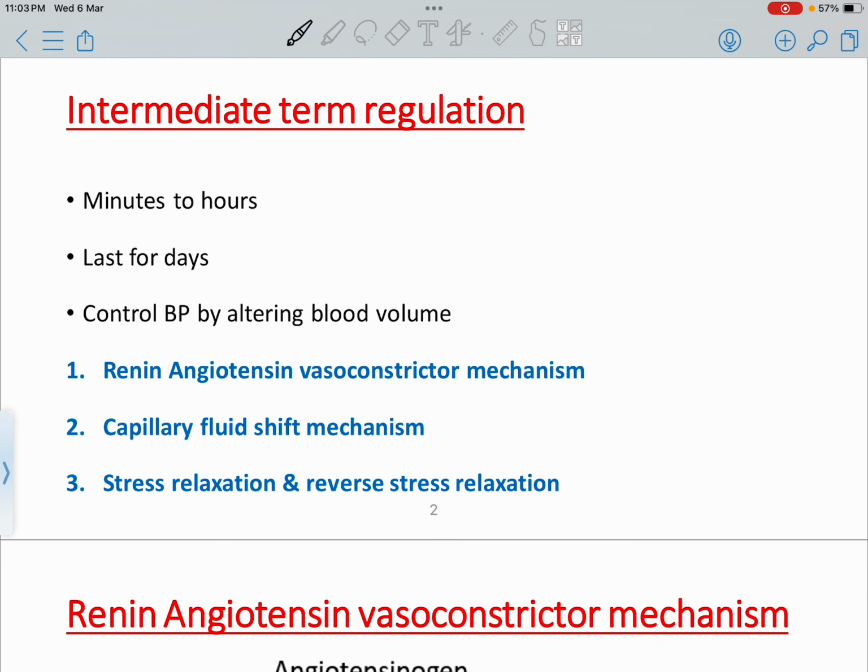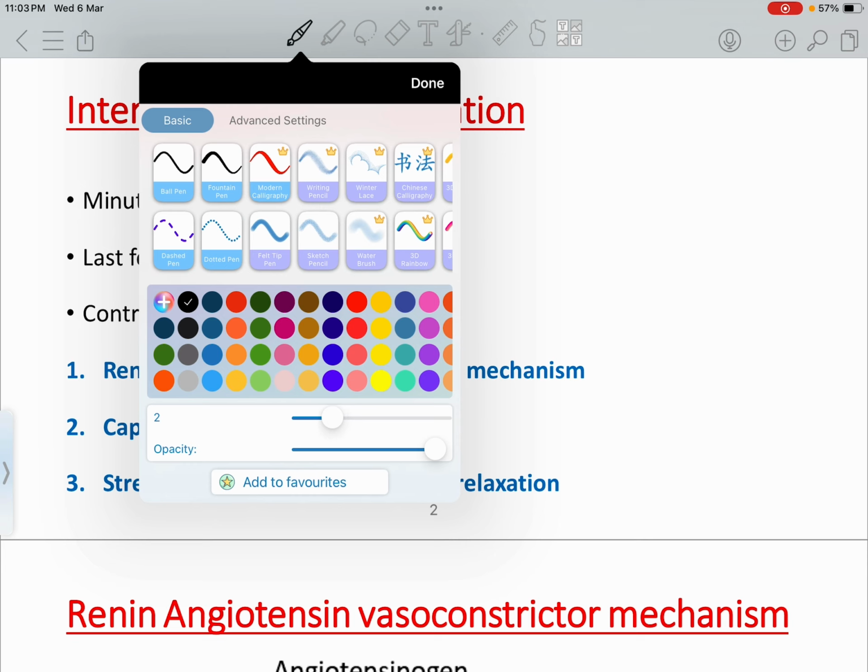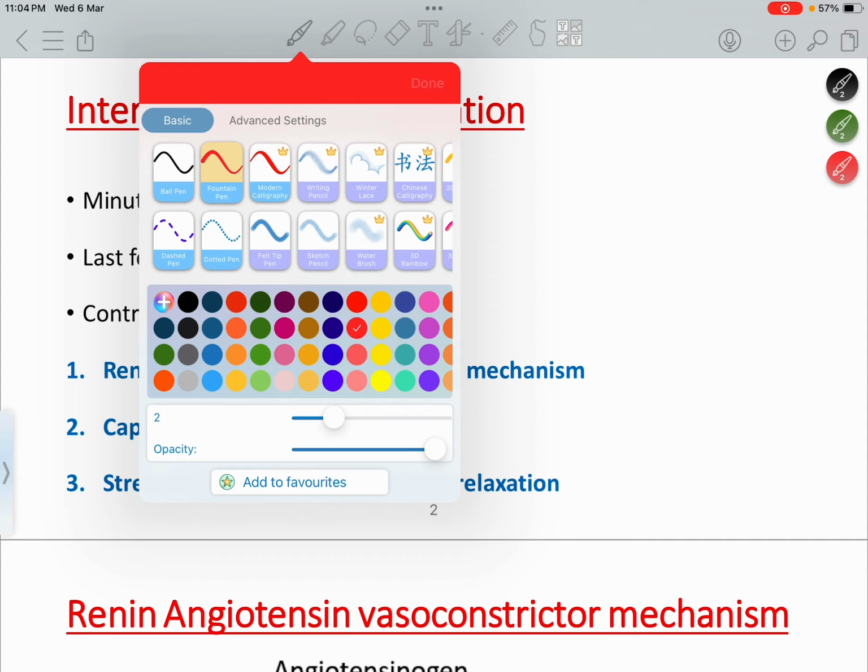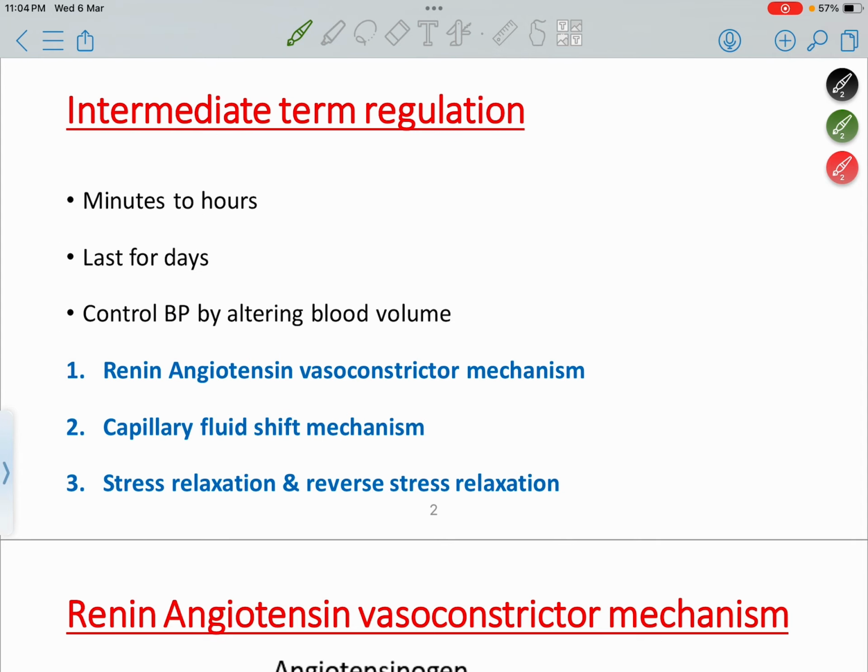Hello guys. In this video, we will be discussing the regulation of blood pressure. So, we have short-term regulation, intermediate regulation, and long-term regulation, right? We all know that. So, in this video, we will be discussing the intermediate type of regulation.